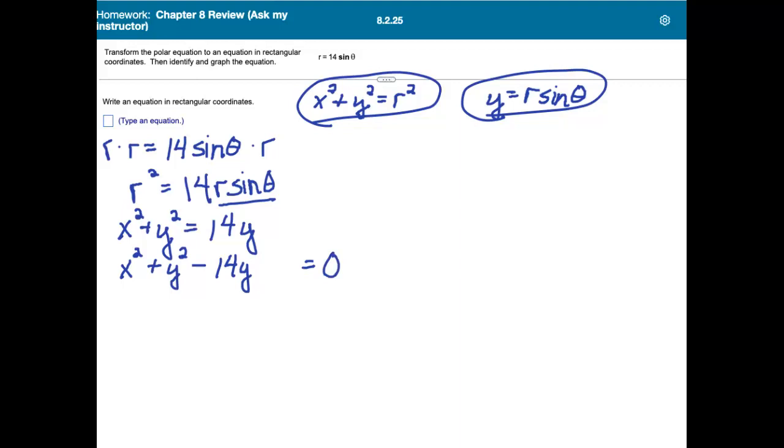Now, to complete the square, what I'm trying to do is make this a perfect square trinomial. In order to make it a perfect square trinomial, we have to take half of the middle coefficient here, which is negative 14, and square it. So half of negative 14 is negative 7. We square that, and that gives us 49. 7 squared. But we've got to keep things balanced. So we added 49 to the left-hand side of the equation, we've got to add 49 to the right-hand side.